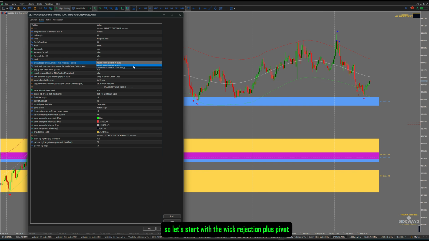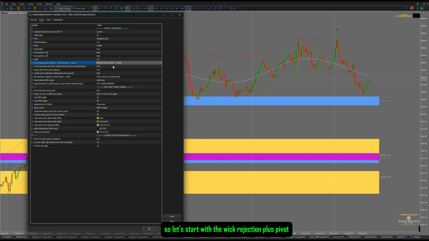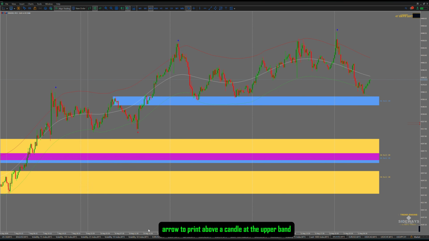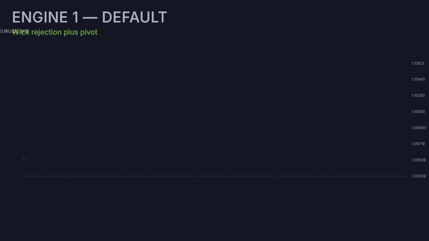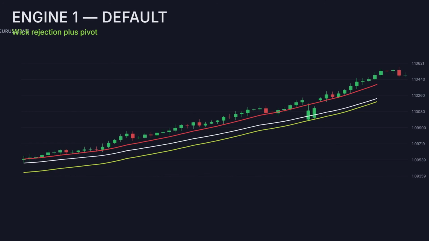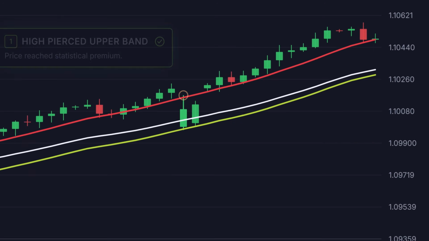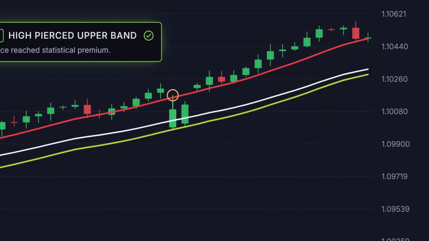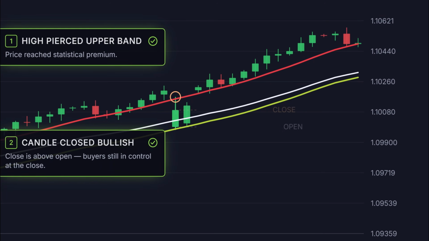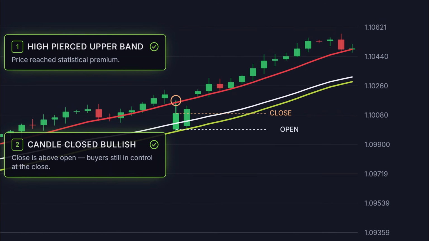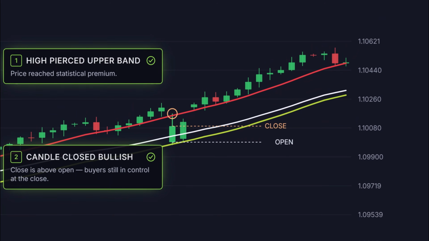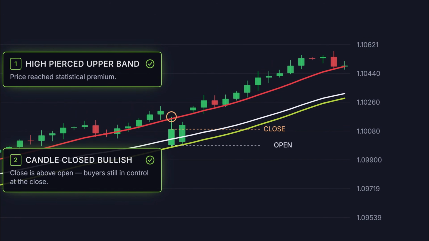So let's start with the weak rejection plus pivot. For a weak rejection plus pivot arrow to print above a candle at the upper band, three things must all be true. 1. The candle's high pierced the upper band and price reached a statistical premium. 2. The candle closed bullish, that is, it closed above the open, and buyers were still in control at that close. This is not a fade of weakness, this is a fade of strength.